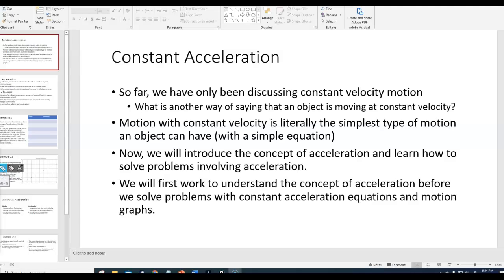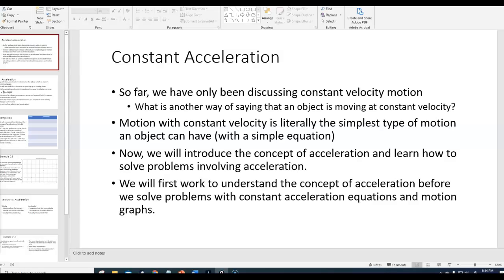So one way of saying an object is moving at a constant velocity is to say that it's basically not moving any faster or slower. It's moving in a straight line at a steady pace. It's like a car on cruise control, right? Now constant velocity is by far the simplest type of motion that there is.